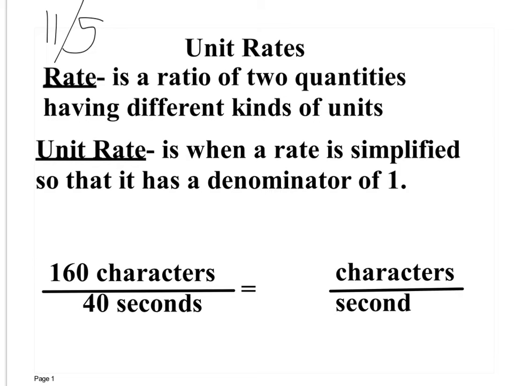So here they said a guy typed 160 characters. He did it in 40 seconds. I want to know his unit rate. How many characters was he doing per second? Per just means division, so I want to find out how many he was doing every second.